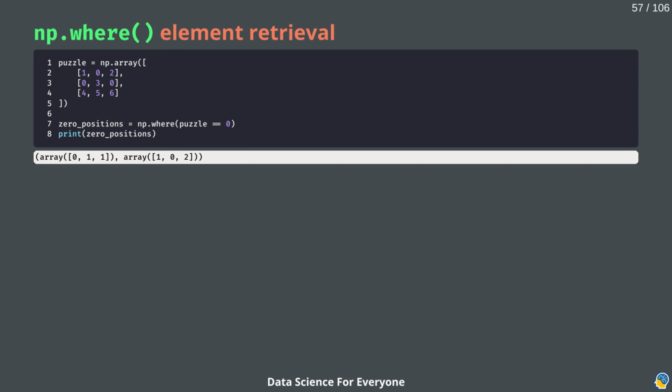Let's look at another example of np.where. Let's say we're working on a grid-based puzzle. We want to find out where all the blank tiles are, represented by zeros.